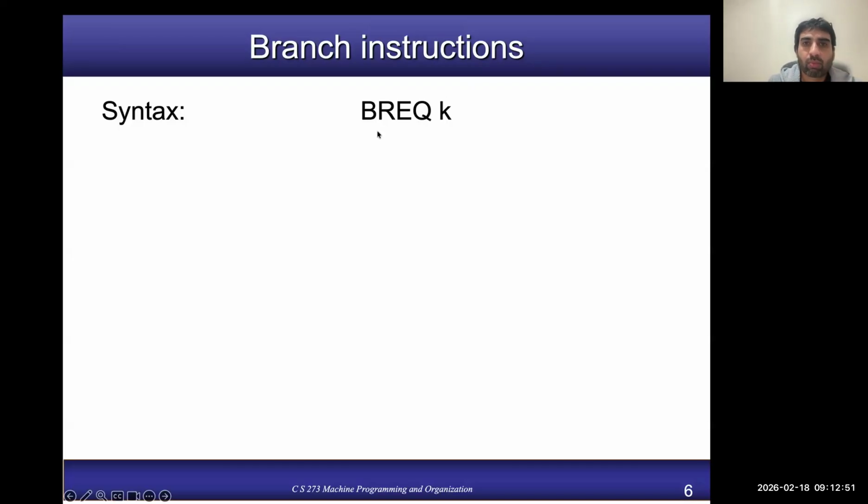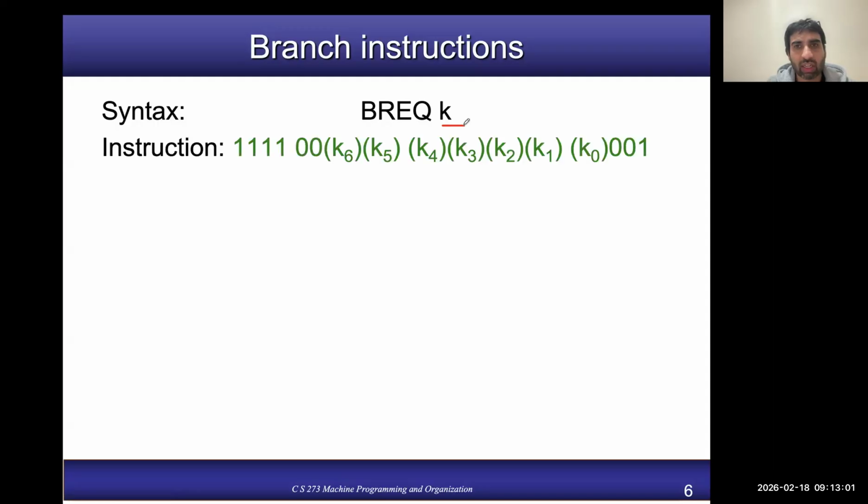So this is the syntax: branch equal K. Where K is what? K is the destination address of the instruction where you want to jump. When we see a complete example, it will become more clear to you. So here is the code or the format of this instruction.